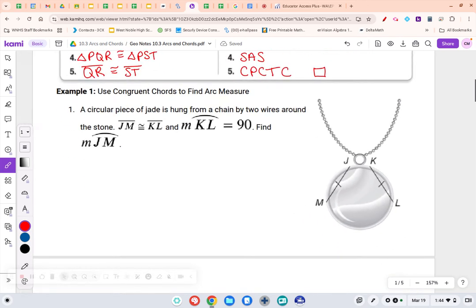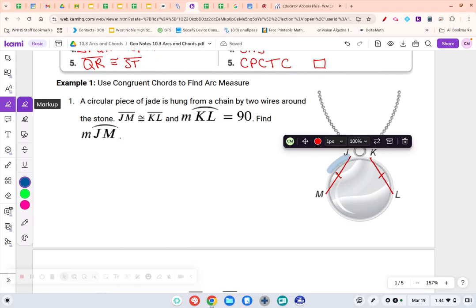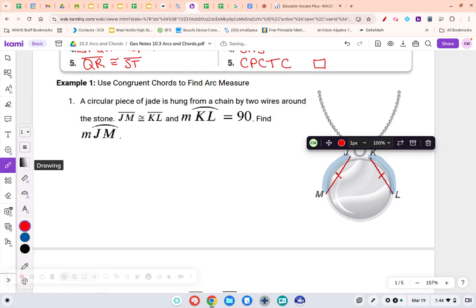Let's go ahead and look at example 1 and use it. So this tells us a circular piece of jade is hung from a chain by 2 wires around the stone. Guys, jade is just a type of stone. So we have segment JM is congruent to segment KL. These are both chords. Since they are congruent, we know these arcs have to be congruent. And this is arc measure, guys, not arc length.